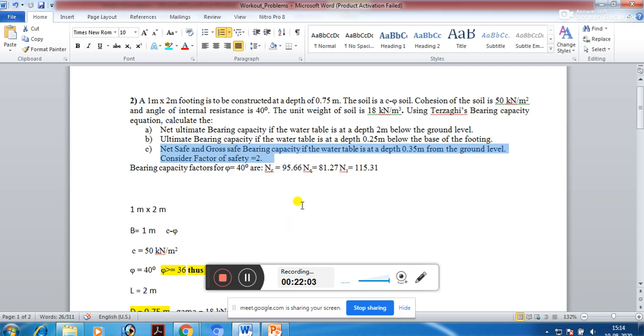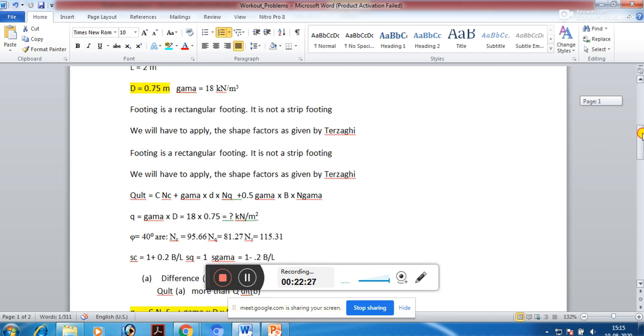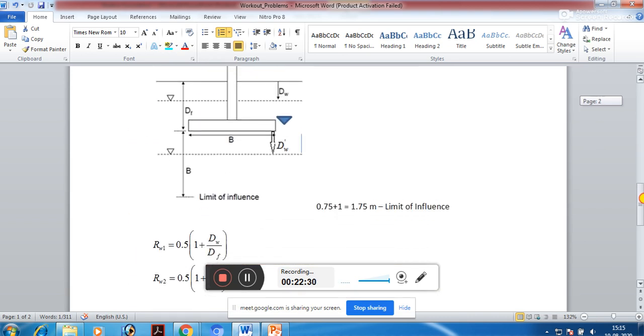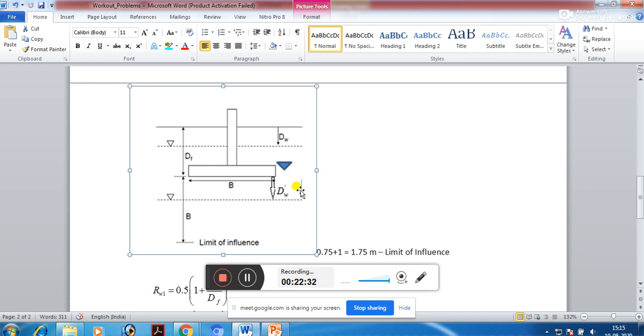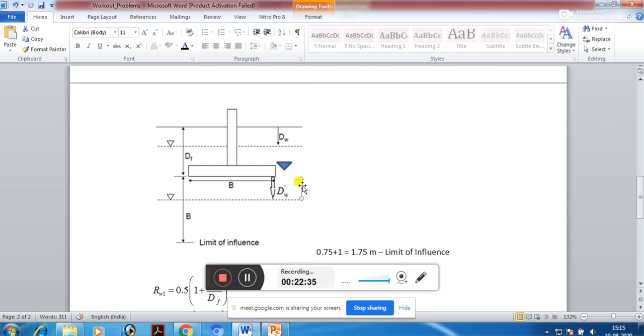The question you have asked will be more clear with the understanding of this case. Now, if the water table is at a depth of 0.35 meter from the ground level, can anyone mention where it will be? So 0.35 meter from the ground level. What does it mean? It is 0.35 above the base of the footing.